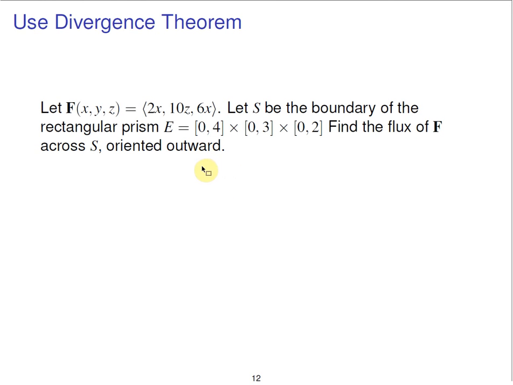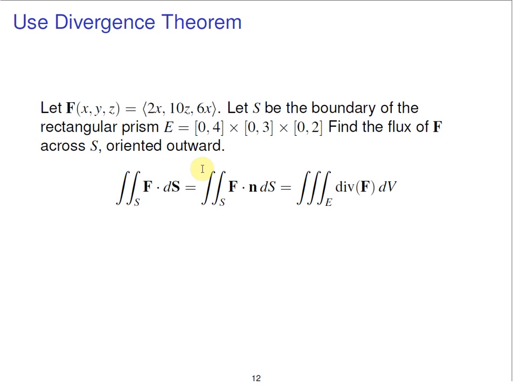And the whole point is that there's another way to do this, which is to use the divergence theorem. So since S is the boundary of this rectangular prism, to find the flux across the surface S, you either write your flux this way or this way, but either way you write this, the divergence theorem says that your surface integral, which is a flux, converts into the triple integral over E of the divergence of the vector field.